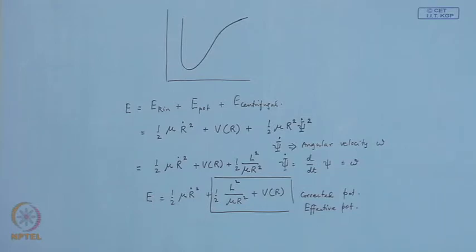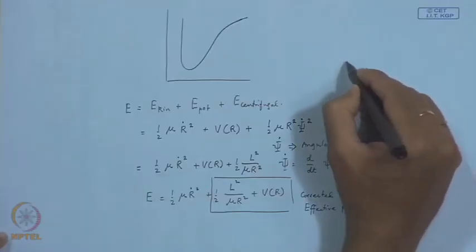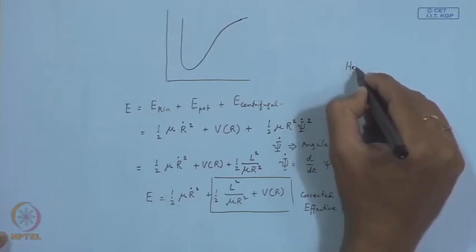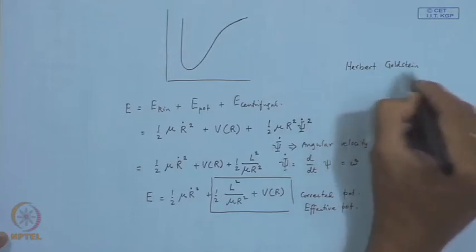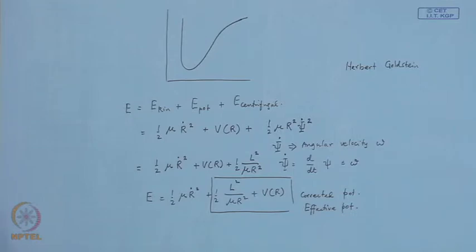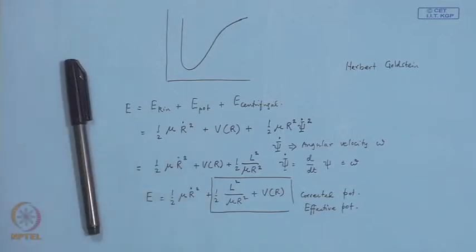So, you are advised to go through any standard classical mechanics textbook like Goldstein, where you will find a detailed account of this process, how this centrifugal energy comes, the centrifugal potential that adds up to your interaction potential, giving rise to the corrected or effective potential, or centrifugally corrected potential.